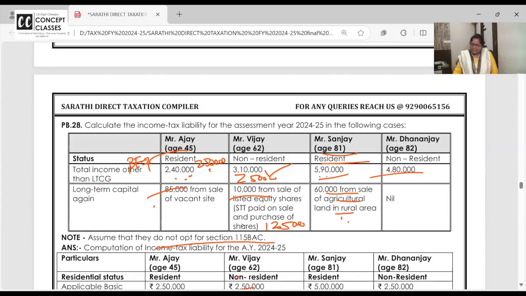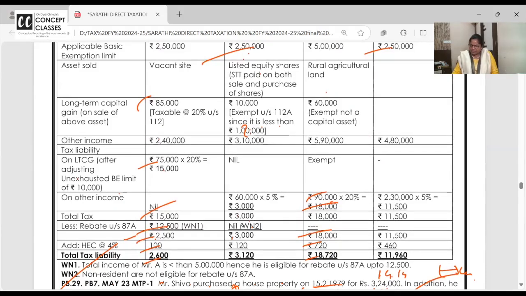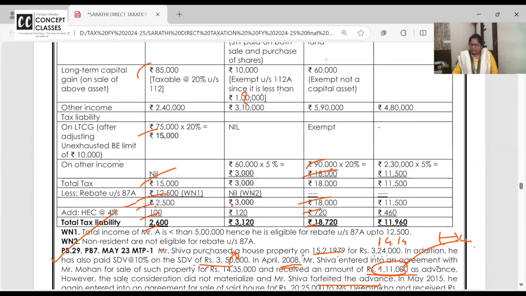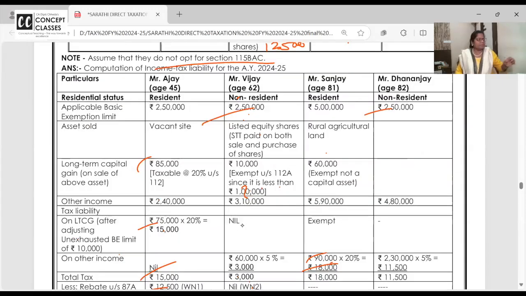See, non-residents. 480 is the income. What will be basic exemption? 250. Remaining 230, 5% tax. No rebate. Non-residents don't get rebate. So this is their tax claim. Check it. If you have any doubt, ask me. Two things you remember: non-residents don't get rebate, and for non-residents, additional basic exemption is also not allowed.